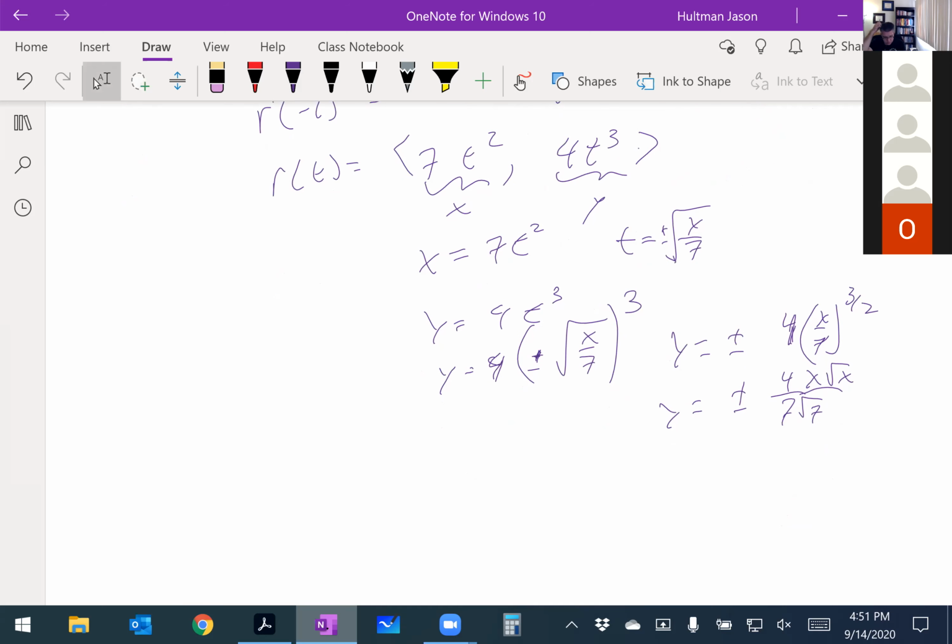Okay, so the idea here is, well, what happens at 0? What happens when x is 0? What's y? Isn't y 0? So we would start at the origin, right? And what would that make t? T would be 0, right? So you want to think about this: we're going to start when t is 0. We're going to start there.